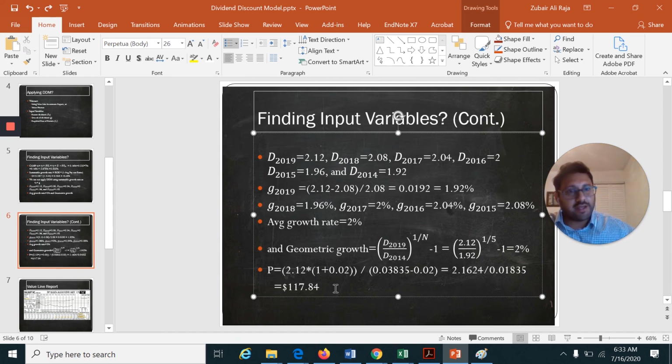Yesterday night, it closed at 132. So again, Walmart, at this time, according to this model, is an overvalued stock, right? So our model is suggesting that its price should be 117.84.